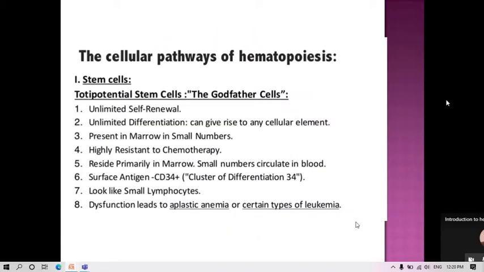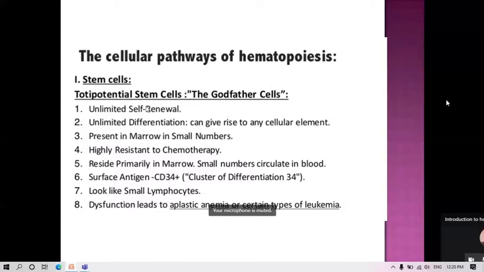So we will go fast now. Pluripotent stem cells are known as the godfather cells, and they self-renew to any cellular element, but they are present in very small numbers, and they are highly resistant to chemotherapy, and they are CD30 positive. These are the totipotential stem cells.